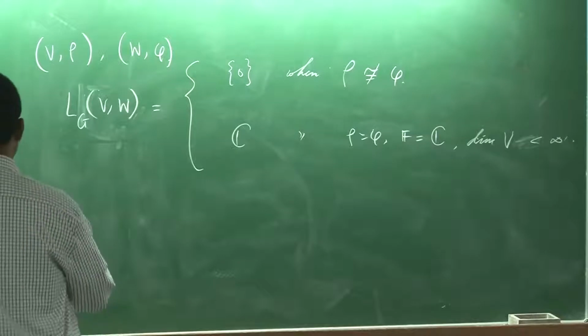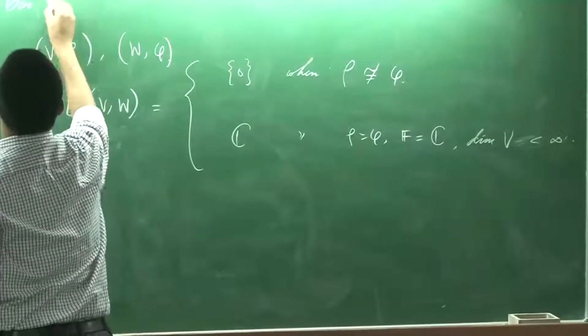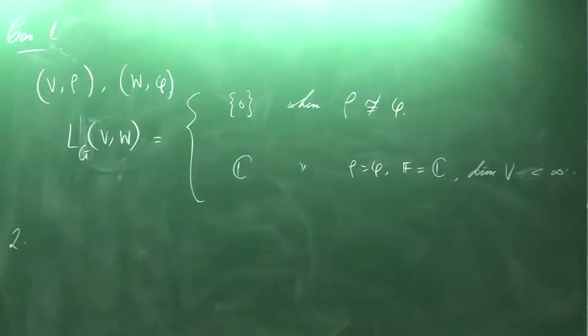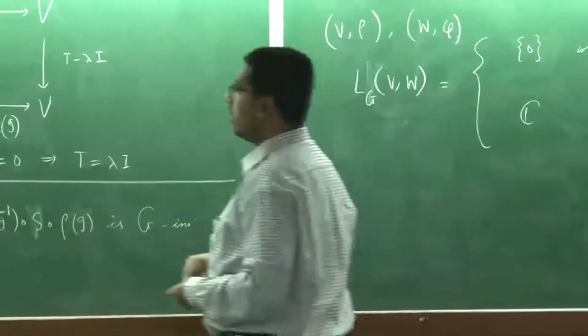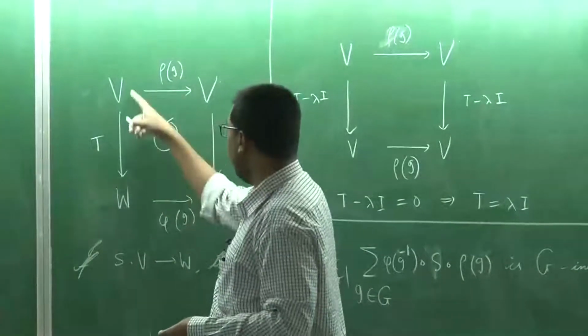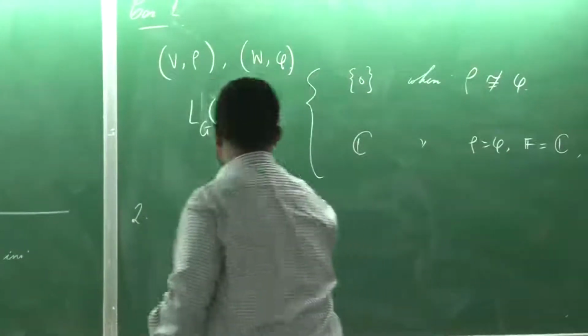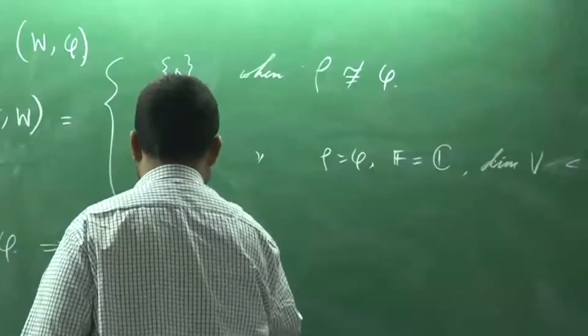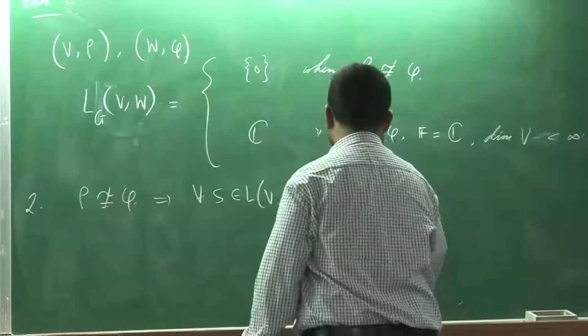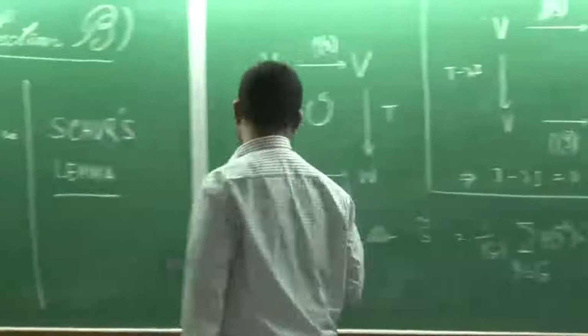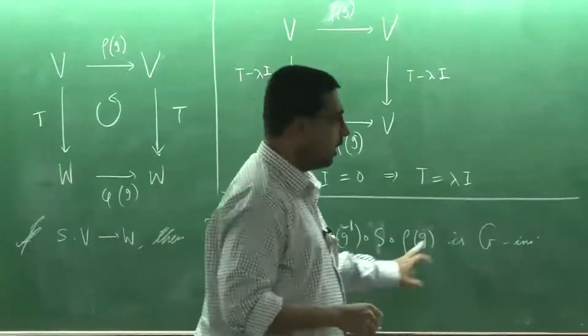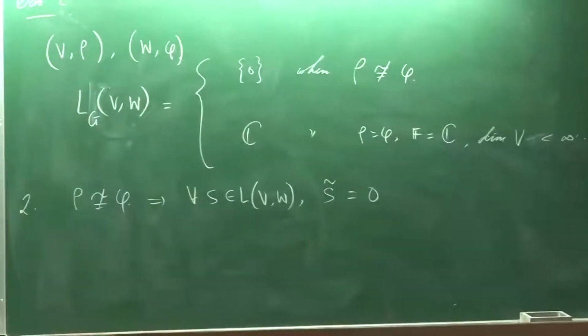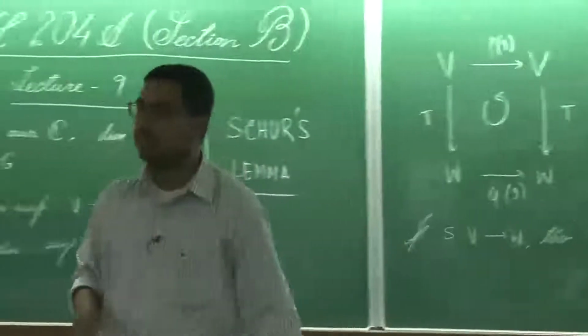This is one corollary. With one more corollary I will finish. Let us look here. If ρ and φ are not isomorphic, then for any linear map S from V to W, S tilde must be 0, because S tilde is a G invariant linear map. Note that even if S is not 0, even if there is a non-trivial linear map, when we make it G invariant by this averaging, then it has to be 0.